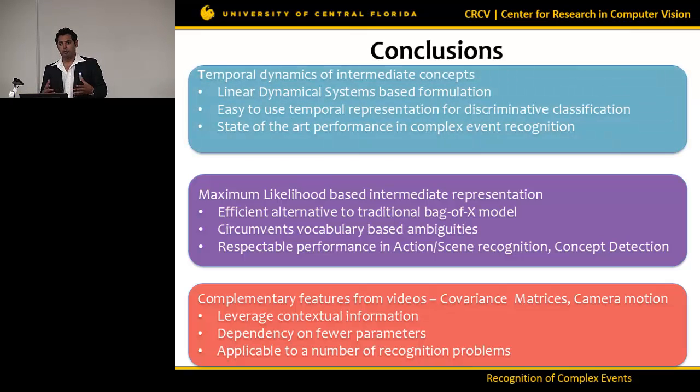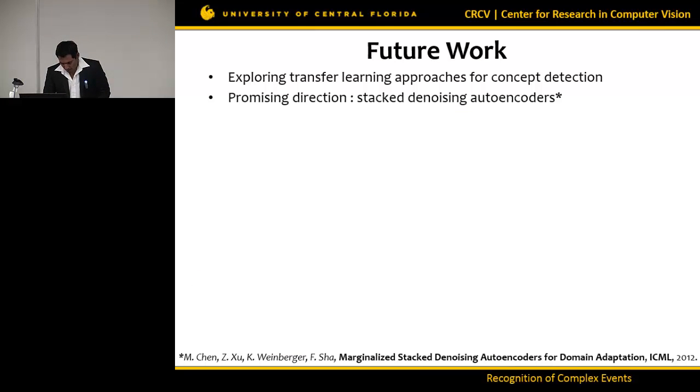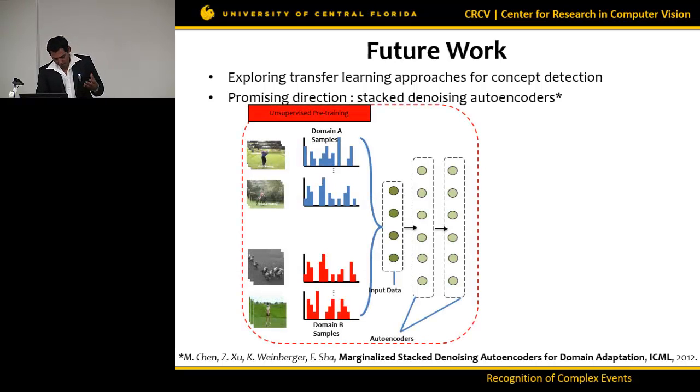Next one is on the temporal dynamics on this intermediate representation space. As part of future work, what we want to propose is using some sort of domain transfer, because what you observed here is that you already have training data and you try to do classification based on that training data. What if we did not have any training data? That can be leveraged using a promising direction, which is a stacked denoising autoencoder.